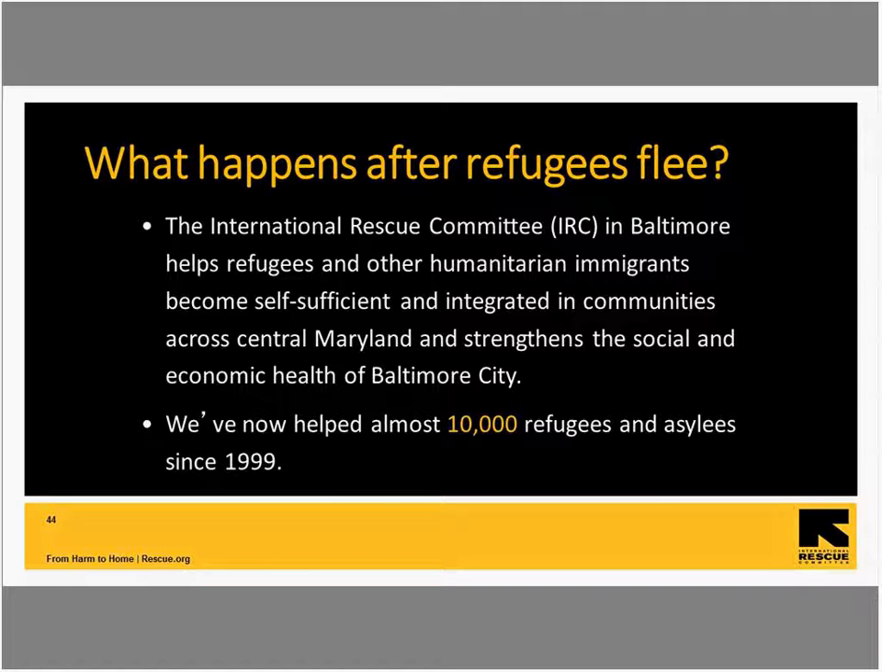Baltimore's really lucky. We have a very vibrant refugee population. They're business owners. It's really amazing to see how people, after a few years here, are able to prosper. In Baltimore, we've helped almost 10,000 refugees and asylees since 1999.